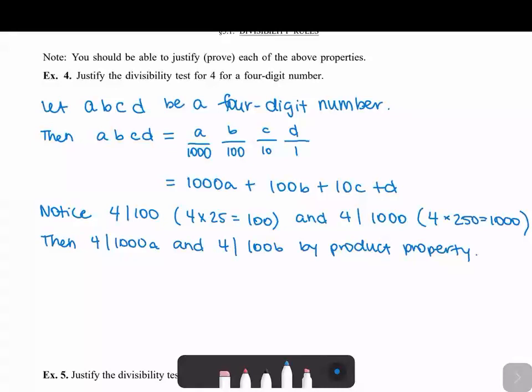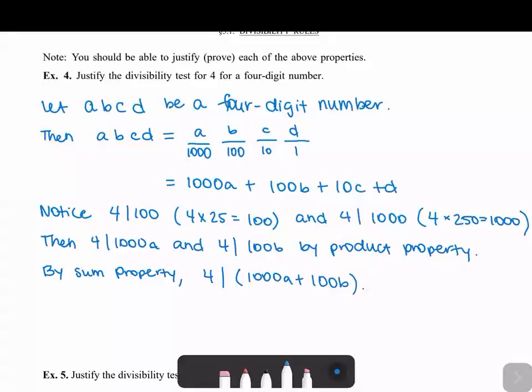Okay, so now we can see that by the sum property, 4 divides 1,000A plus 100B, right? So this is by the sum property that we justified back in the first video.